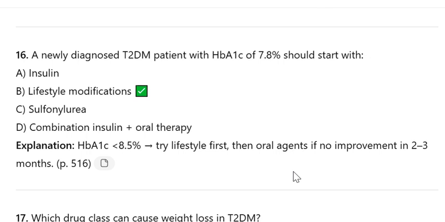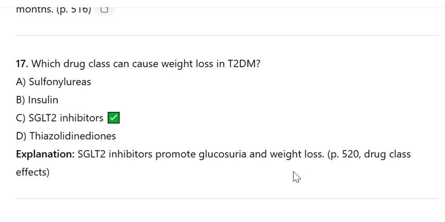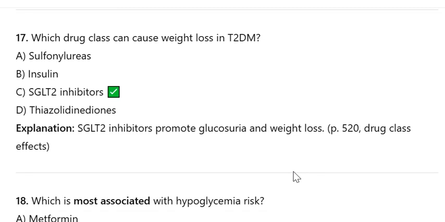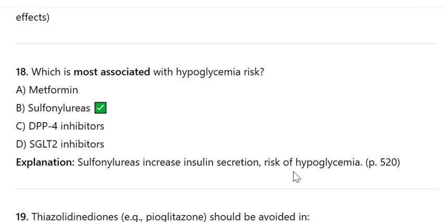17. Which drug class can cause weight loss in T2DM? A, sulfonylureas, B, insulin, C, SGLT2 inhibitors, D, thiazolidinediones. Explanation. SGLT2 inhibitors promote glucosuria and weight loss. Side effects. 18. Which is most associated with hypoglycemia risk? A, metformin, B, sulfonylureas, C, DPP4 inhibitors, D, SGLT2 inhibitors. Explanation. Sulfonylureas increase insulin secretion, risk of hypoglycemia.